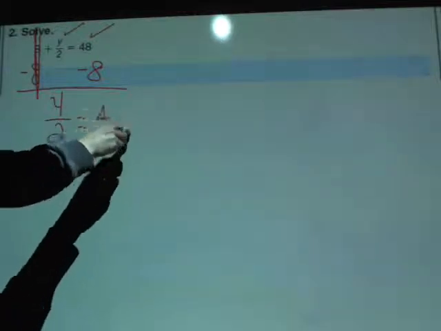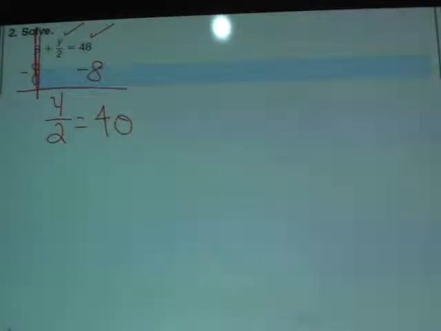I'm going to subtract 8 from both sides, because remember, when I want to move something to the opposite side, I do the opposite. These are going to cancel out, which is what you've seen happen in every single problem, and it's going to leave me y over 2 equals 40. Now this is your one-step equation, so we'll look at solving that.